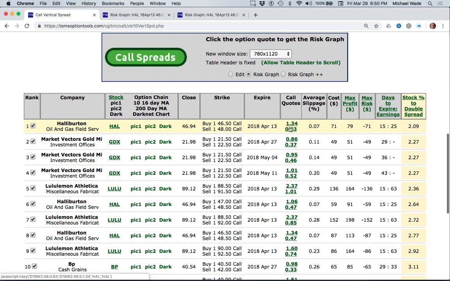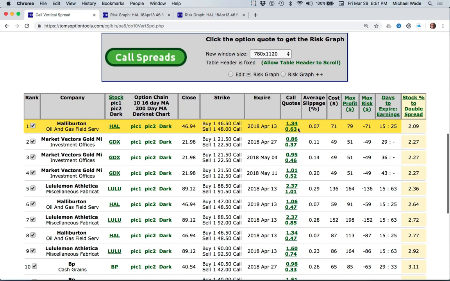We've got the actual quotes for each of the legs, the cost per contract, and the maximum profit. And then the most important column on here is this one, stock percent to double for the spread. This is going to rank the spread so that the positions that double with the smallest movement in the stock price are on the top. So this one, for example, on Halliburton will double with a 2.09% move in the stock. Think about that. The stock goes up 2%, just over, and you double your money in your spread. Welcome to the power of options.